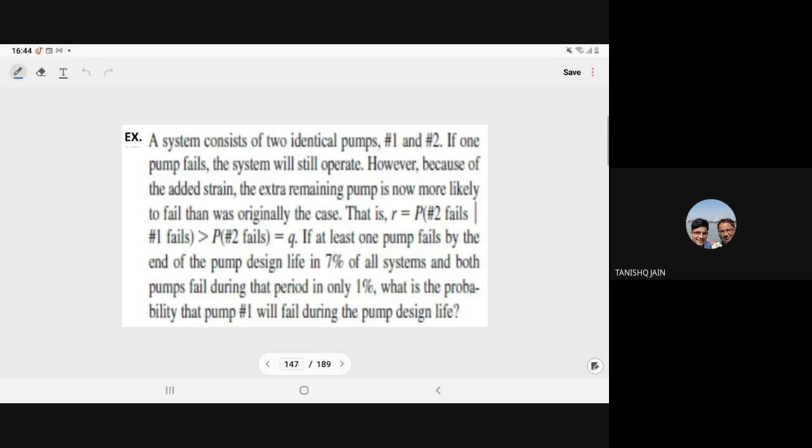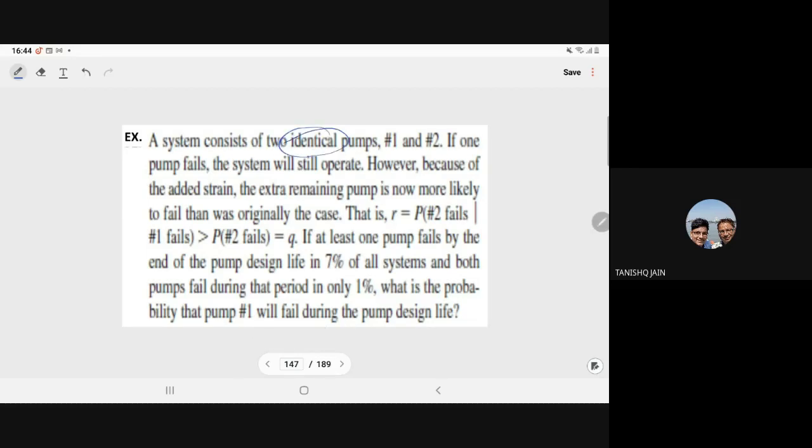If the first one fails, the second has the extra load, so the probability of failure will increase. If the second fails, then the first has the extra load, so its likelihood will increase. That is, R is equal to P of 2 fails given 1 fails, and it is greater than P of 2 fails, that is Q. And it is given that both pumps are identical.